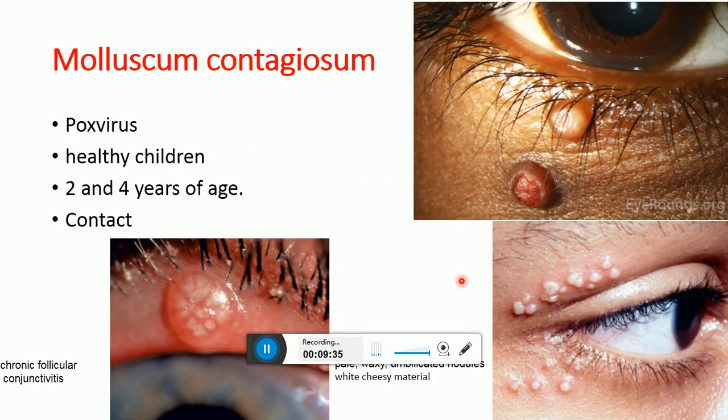Histopathology shows a central pit and lobules of hyperplastic epidermis with intracytoplasmic inclusion bodies, also known as Henderson-Paterson bodies, that displace the nuclear remnant to the edge of the cell. The bodies are small and eosinophilic near the surface and large and basophilic deeper down.